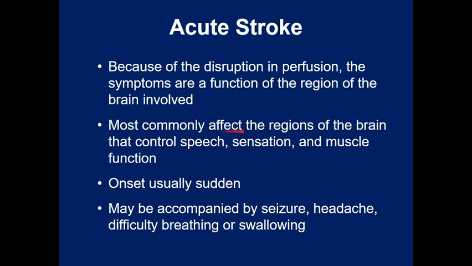So most commonly, though, they'll affect regions, or at least these are things that we can assess in patients, and so maybe it's truly not most common, but we can assess these, and that's the reason we figure out that this is what's going on. But regions that control speech, so maybe you've learned about Broca's and Wernicke's areas, right? Sensation, maybe I have a weird pins and needles sensation on my body, or muscle function, I'm weak or paralyzed. The onset of an acute stroke is sudden, right? Just like an acute MI, it was sudden onset. That person who was sitting watching TV had sudden onset chest pain, a clot formed in their coronary arteries, similar here, sudden onset acute stroke.